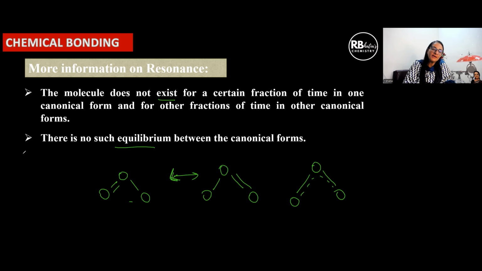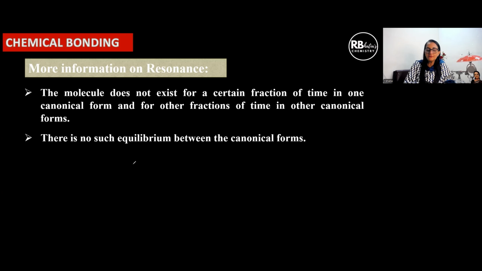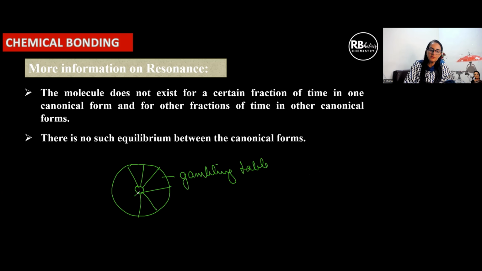Okay, so I give a very interesting example when I teach resonance. It's just like imagining a gambling table, the gambling table that you find in casinos. If you see carefully, there are different colored strips here, like red, violet, indigo, blue, green, yellow, and so on. And when this is turned at high speed, what color do you observe? You observe the white color. So white is the real experimental molecule that you're observing.